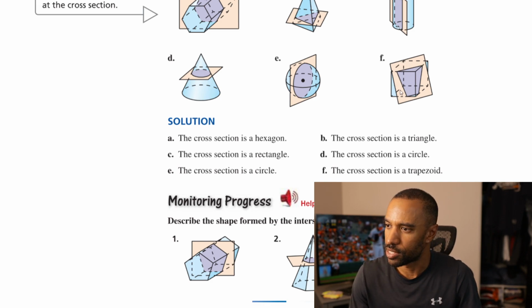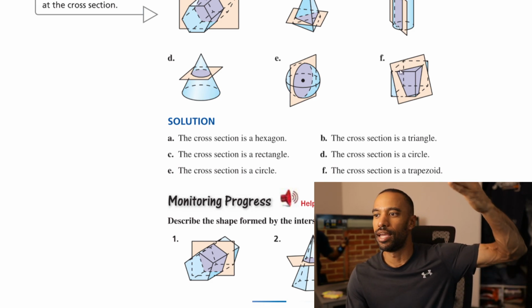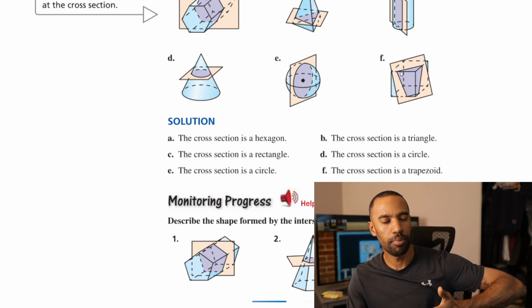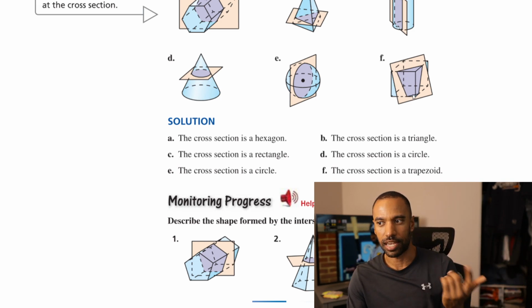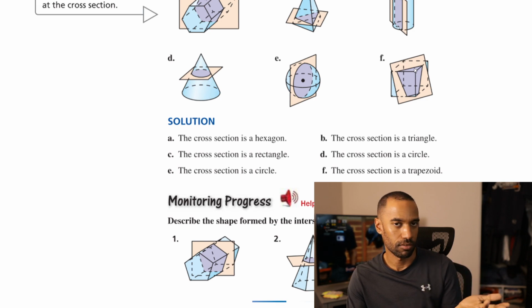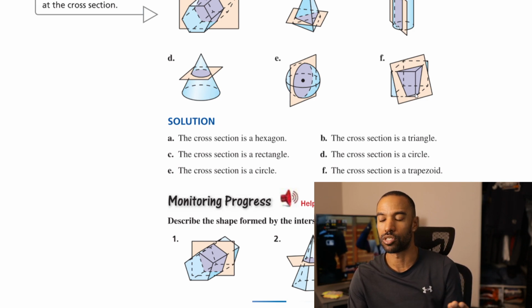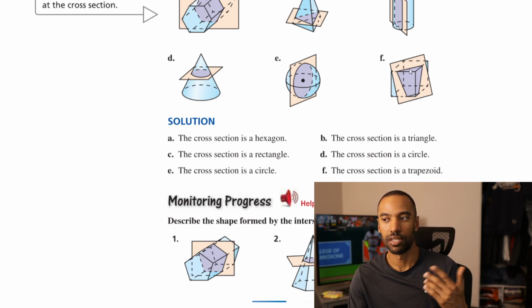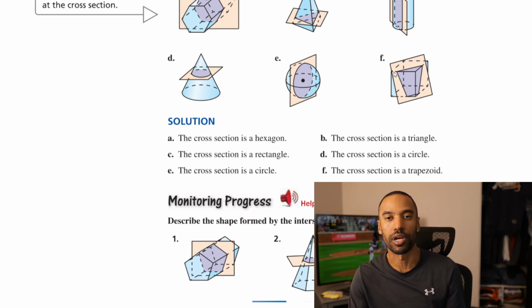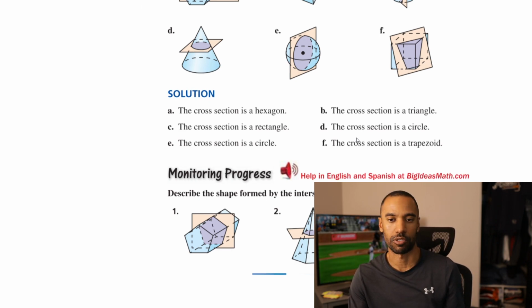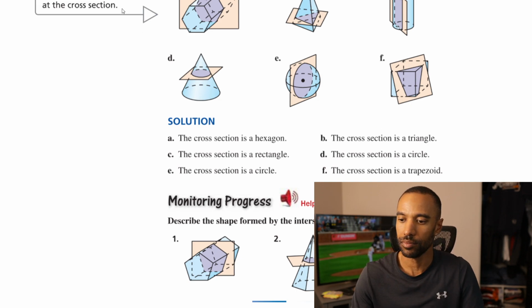And then part F, what's that? I guess a trapezoid. It's cutting kind of diagonally through the cube, but in such a way that it enters through the top and exits out the bottom, so you have different sized lengths here, but parallel to each other. So it'll make a trapezoid, and that's what they're calling that one. Okay, let's move forward.